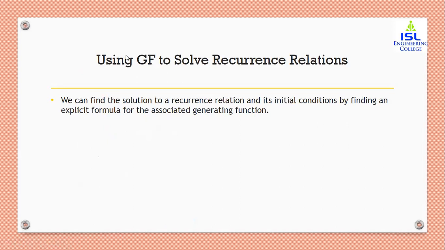Similarly, I have the topic of using generating functions to solve recurrence relations. We can find the solution to a recurrence relation and its initial conditions by finding an explicit formula for the associated generating function. Now, how are we supposed to do that? Suppose the recurrence relation is given as an example. How are we solving it? Not by the 6 theorems that we have studied. Instead, we will be using a generating function.